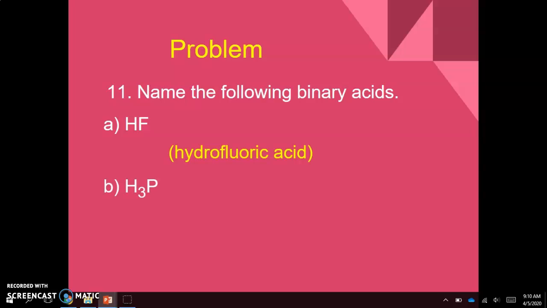Here we've got H3P, so we've got hydrogen attached to a phosphorus. We're going to add the hydro prefix, drop the IDE to an IC, and add the acid. So we're going to have hydrophosphoric acid.